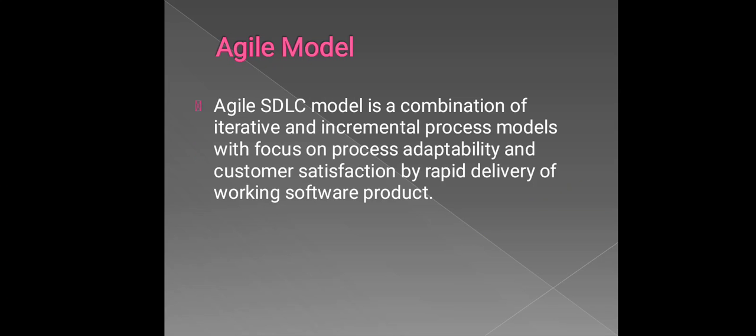So let's start with the definition. First of all, we will see what is the Agile Model. The Agile SDLC model is a combination of iterative and incremental process models with focus on process adaptability and customer satisfaction by rapid delivery of working software product. Agile methods break the product into small incremental builds. These builds are provided in iterations. Each iteration typically lasts from about 1 to 3 weeks.